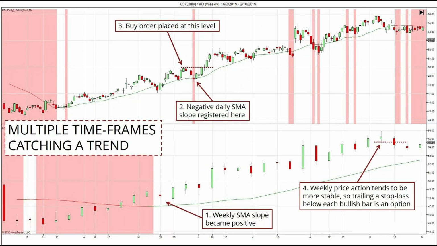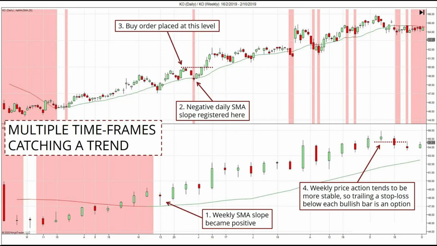Example 3. Catching a bullish market. This example and the next one have background highlighting for ease of spotting more subtle changes in the SMA slope. The red background indicates a downward sloping moving average for that period. Accordingly, the white background means a positive moving average slope.